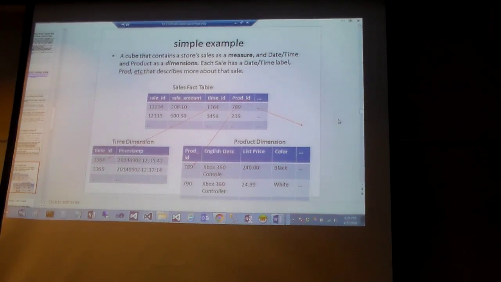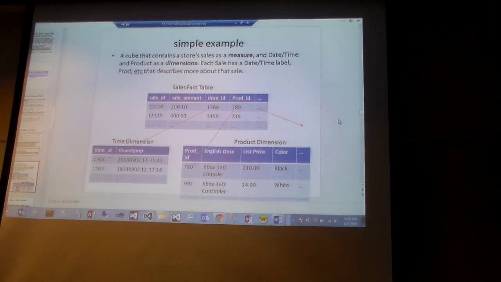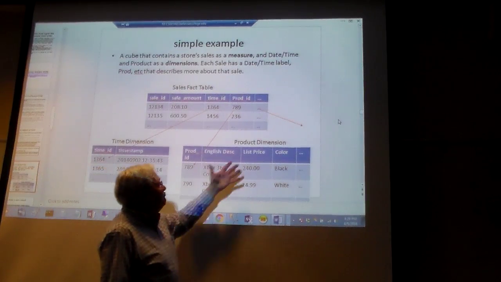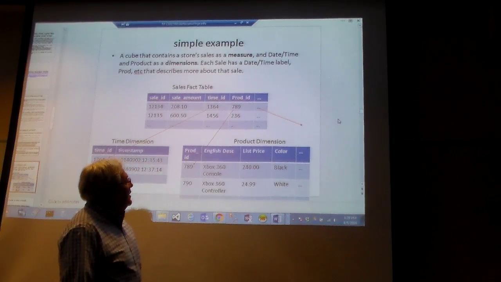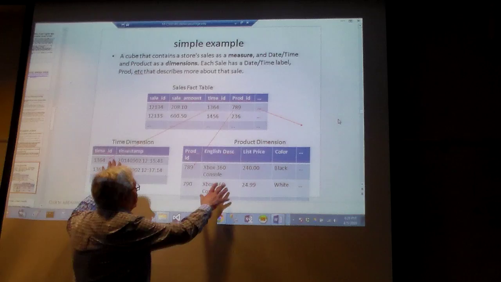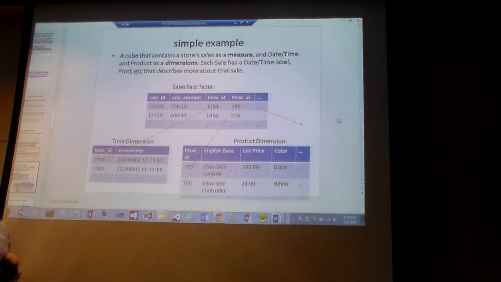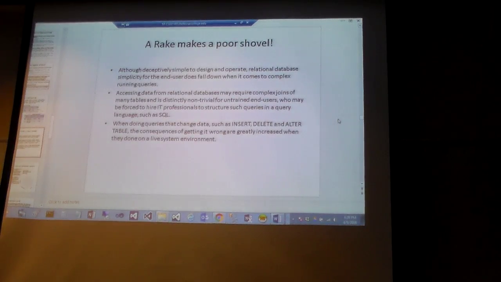And you can do beautiful plots that'll show over time how your business is going, looking at that dimension. Or you could say, which of my products are selling well? And then you can do that. And then, of course, you can do things like which products sell really well during this time period. So a rake makes a poor shovel.